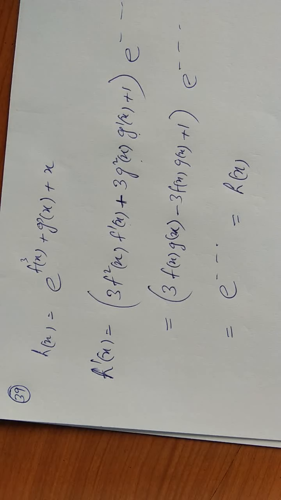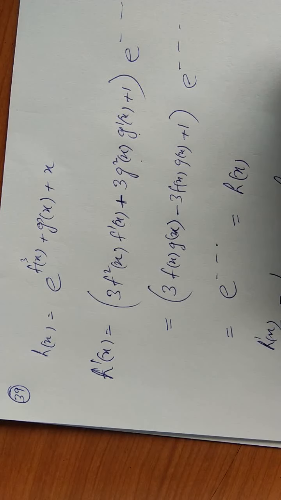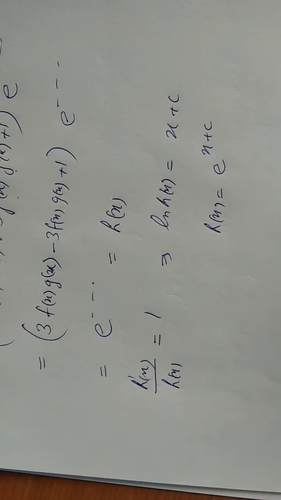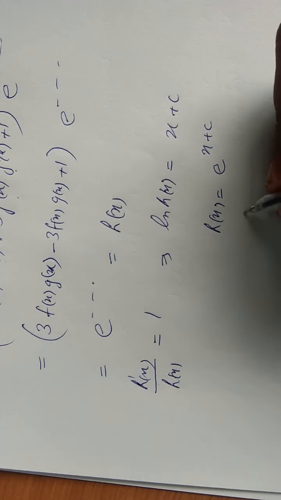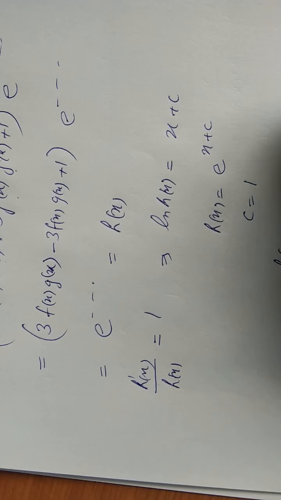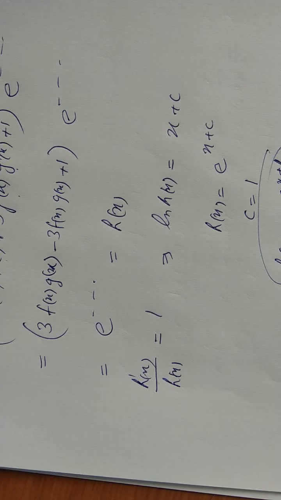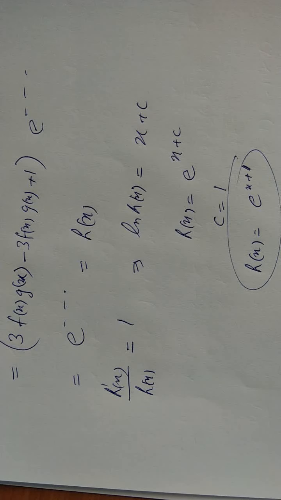So let's integrate: h'(x) upon h(x) is equal to 1. This implies ln h(x) is equal to x plus c, or h(x) is equal to e power x plus c. We also know that h(5) is equal to e power 6. So c will be equal to 1, and hence h(x) is equal to e power x plus 1. Now we can find the value of h(10). Okay. Moving on to the next question, question number 40.